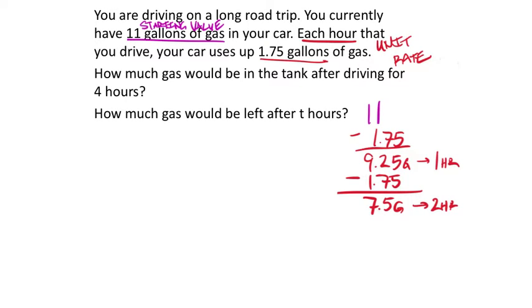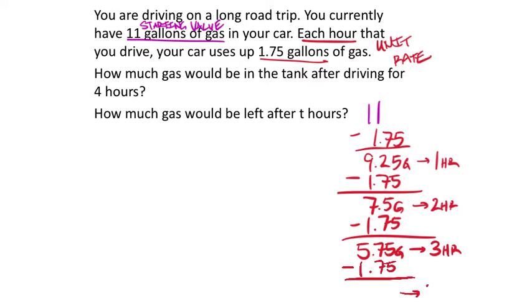But then we need another hour, right? We're trying to get to 4 hours, so we're going to take away another 1.75 gallons, which would show me how much gas would be left after 3 hours. So minus 1.75 from 7.5 tells me you got 5.75 gallons left after 3 hours. One more. I've got to take away another 1.75 here so that we can see how many gallons are left after 4 hours. But this would result in 4 gallons even. Okay, so how much gas would be in the tank after driving for 4 hours? What we just found there would be 4 gallons.